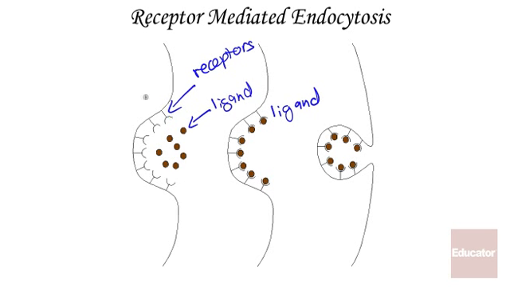so that instead of just ingesting non-specific molecules, this allows certain molecules, such as a good example is LDL, cholesterol, to be ingested. So here you see the receptor binding to a ligand, and let's use LDL as an example. And these are LDL receptors, and again, the plasma membrane invaginates. It's going to pinch off and form a vesicle in the last step.